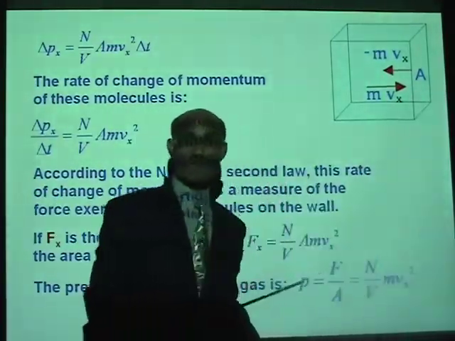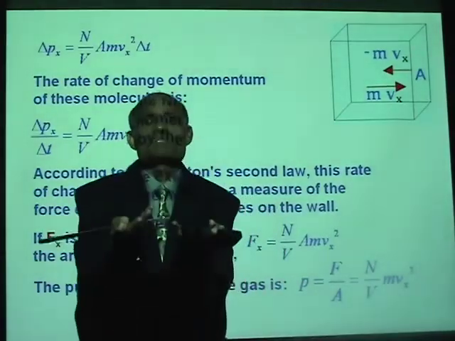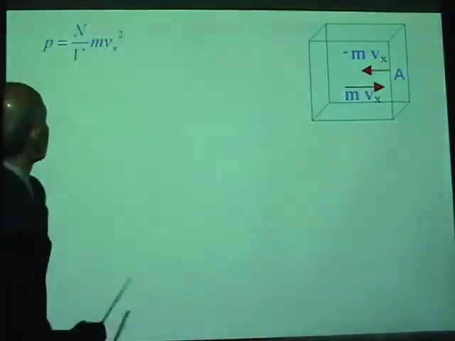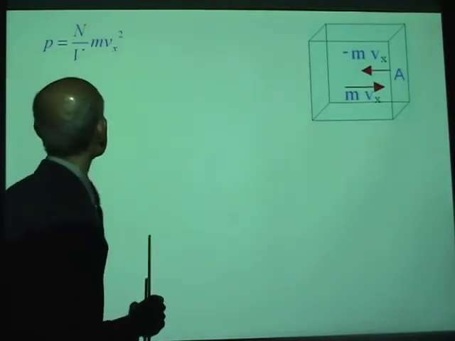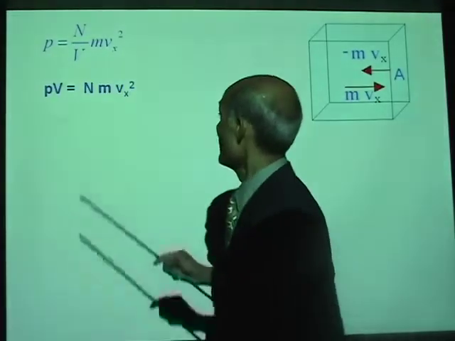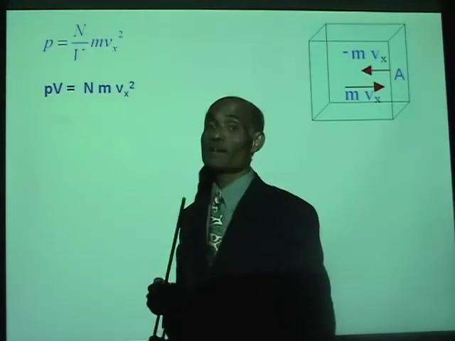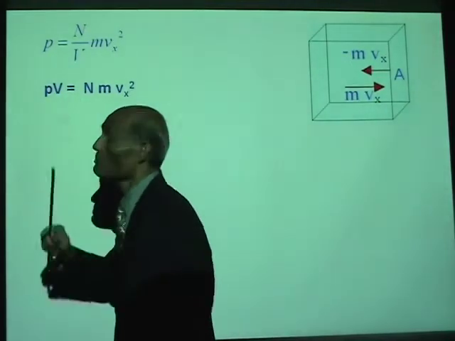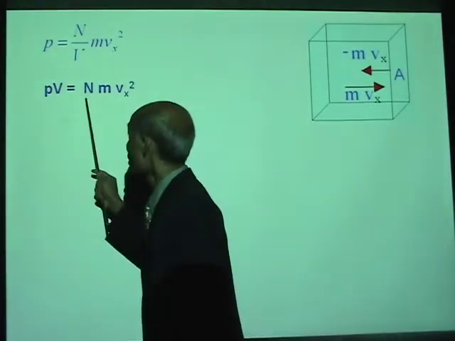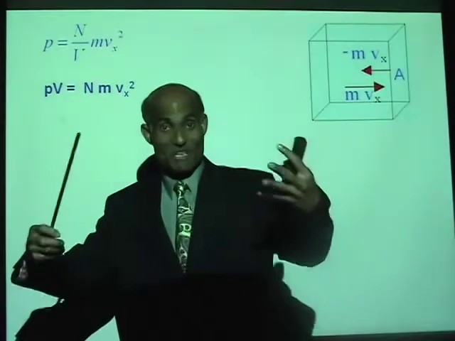container. Is that right? Look at the way the theory has been developed using our basic assumptions. Alright, let's move on. So P, the pressure, equals N over V m Vx squared. That means P times V equals Nm Vx squared. Well, does it ring any bell for you? P times V, if you want to go back to your gas law, you can actually now relate what we obtained here. Now, this equation is based on our assumptions.